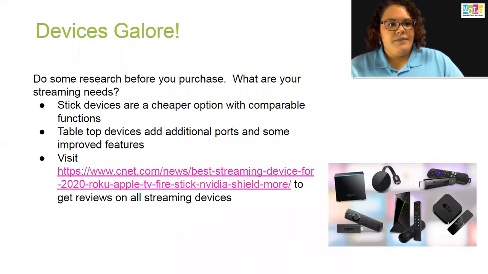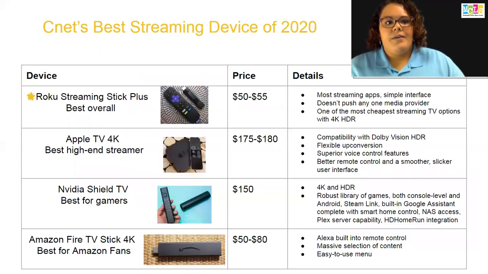So there are lots of different devices to choose from, and it's going to be a really good idea to do some research before you purchase. Some devices you can't get all content on, so if there's something that you really want, you want to make sure that on that device you're able to get that content. So stick devices tend to be a cheaper option with comparable functions, and tabletop devices add additional ports and some improved features. But this website, CNET, has all different kinds of reviews on streaming devices. So we'll go over some of their best streaming devices of 2020.